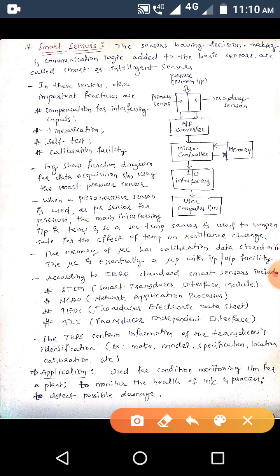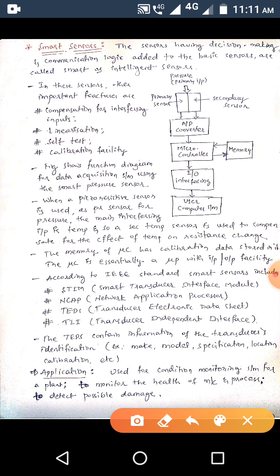Then according to the IEEE standard, smart sensors include some features here. Which are those? One is STIM, that is the smart transducer interface module, and NCAP, that is the network capable application processor, TEDS, the transducer electronic data sheet, and TII, the transducer independent interface. Okay, so these are the 4 IEEE 1451.2 standards for the smart sensors.